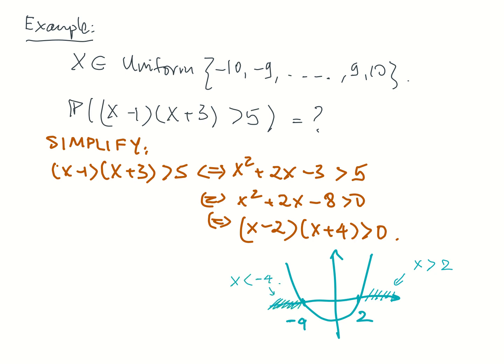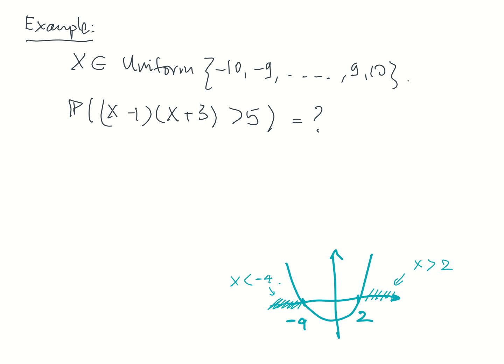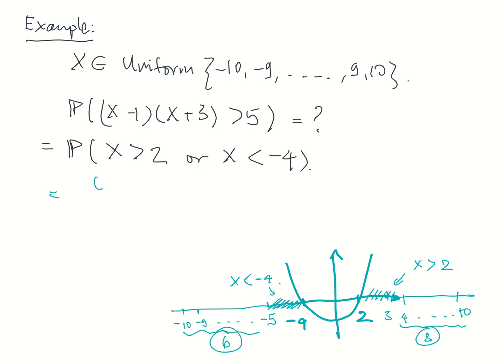So now I have the following problem. X is an integer chosen uniformly at random from -10 to 10. I need to compute the probability that X is bigger than 2 or X is less than -4. And here is where I do the counting. It's much easier compared to the original solution.